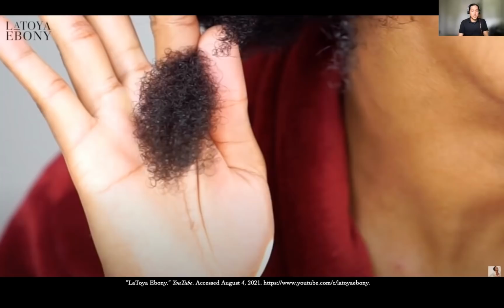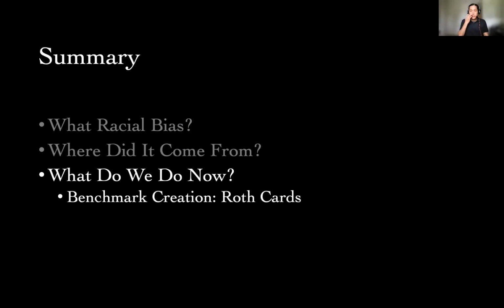So what are the exact dimensions of this ellipse? How curly does your hair have to be before this ellipse starts happening? So again, there's lots of really interesting research questions here, and we should start looking at them. All right, so that's one thing that we can do, benchmark creation. So we can give them interesting names like U cards or Roth cards in recognition of the people who did all the groundbreaking scholarship on these topics.